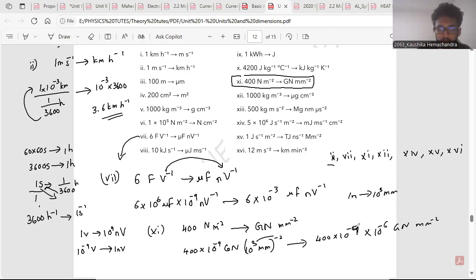So that will be minus 15 and here plus 2. Minus 15 plus 2, no? Minus 15 plus 2, minus 30. Here 2, no? Minus 9, minus 6. So it's 10 to the power minus 30 giganewtons per millimeter square.